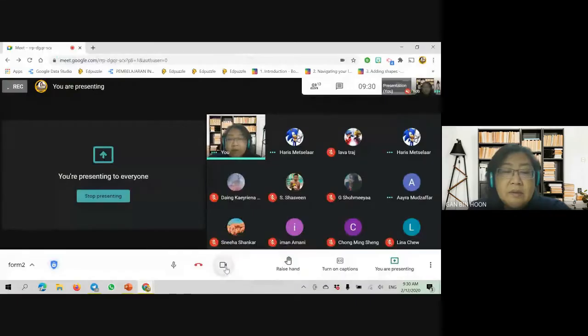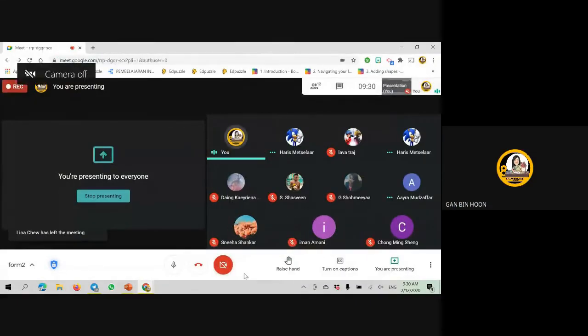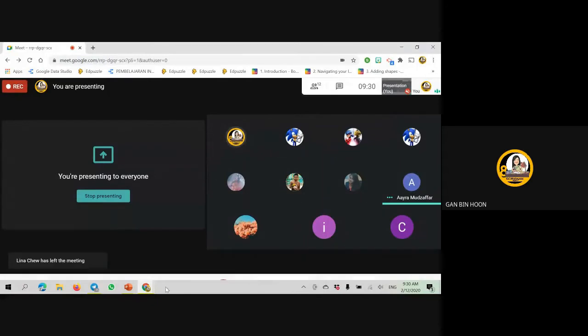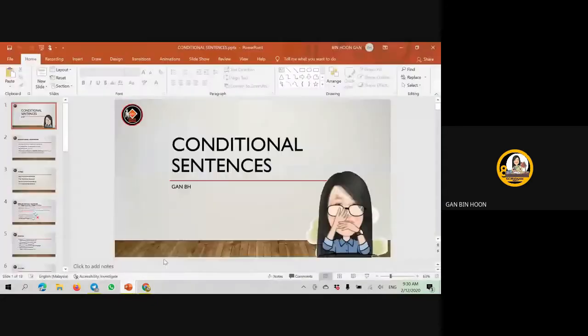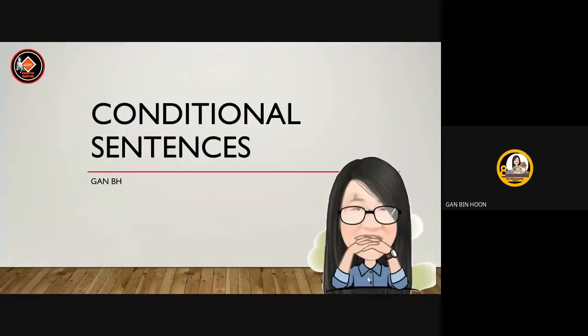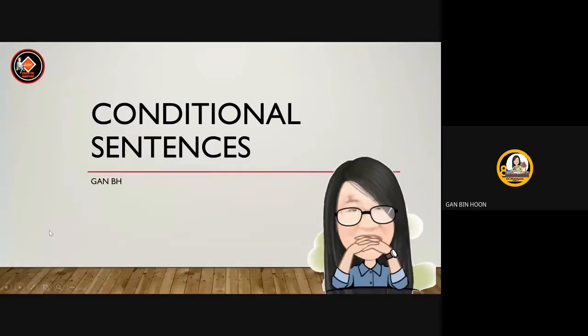My camera. Okay, is it better because of the internet? Can you see the screen? Can you still see this? Yes, you can see teacher. Conditional sentences. You can see conditional sentences, right? Yeah. Okay, thank you. Because sometimes when you're on the camera, it will take up more of the capability.